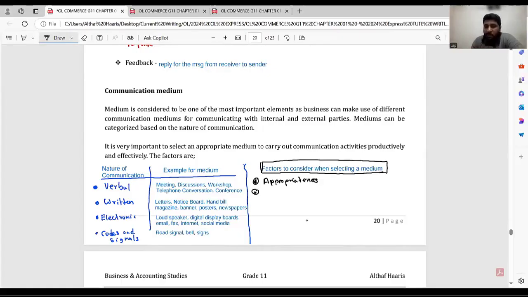Yes, Shamin is telling cost. Obviously. Speed. Now take an example. I am cancelling today's class because at 7:15 I got some very important work. You have the class at 7:30. I am sending you a letter. You will get the letter in another 4-5 days. So speed is not there, right? If we have to send something quickly, then we can use something like WhatsApp or SMS. So speed matters.